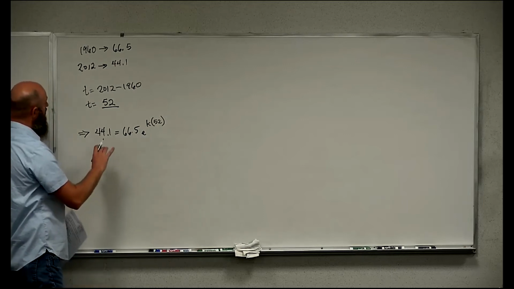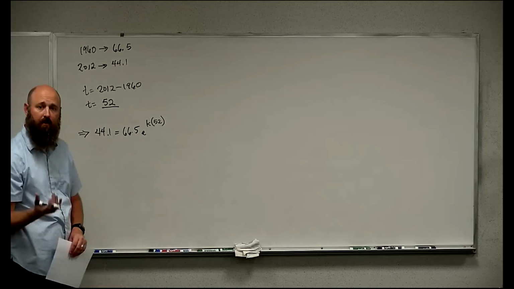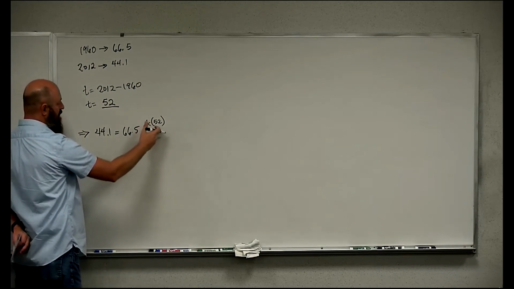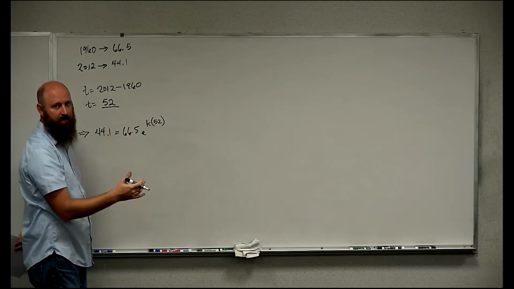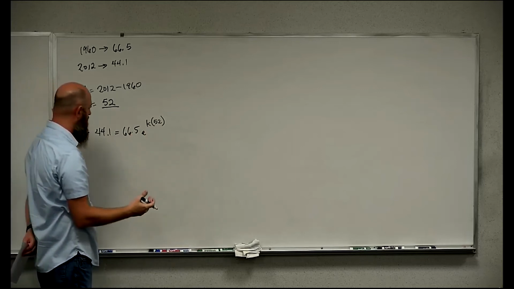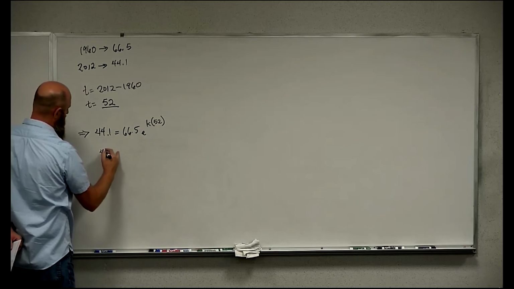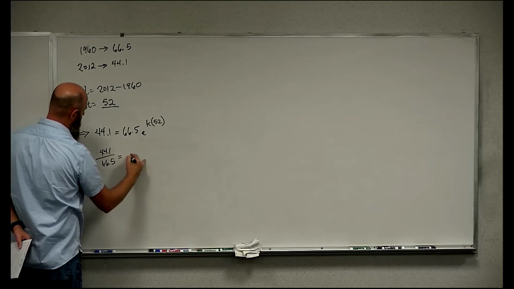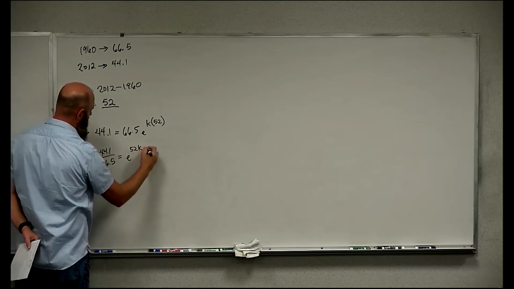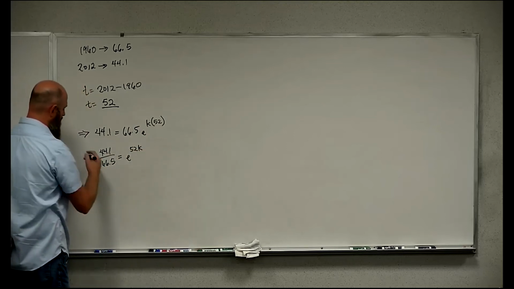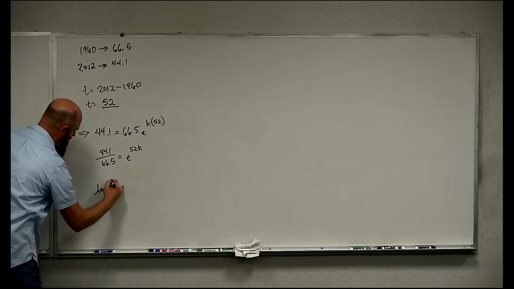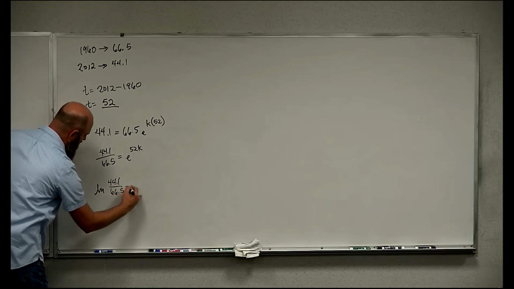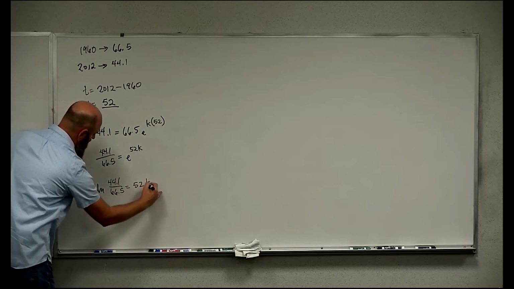All right, so now we need to divide and move things around, just like we've done in all of our other problems, because even though it's a k, it's in the same position as t. So our process hasn't changed from what we did earlier. So we divide: 44.1 over 66.5 equals e to the 52k. Now we take our ln: ln of 44.1 over 66.5 equals 52k.